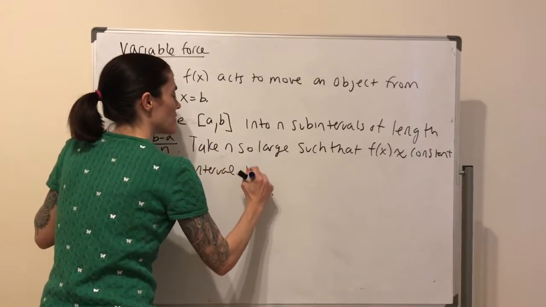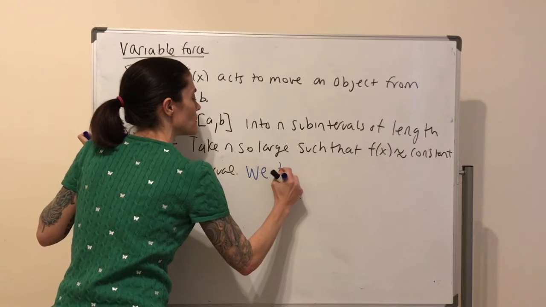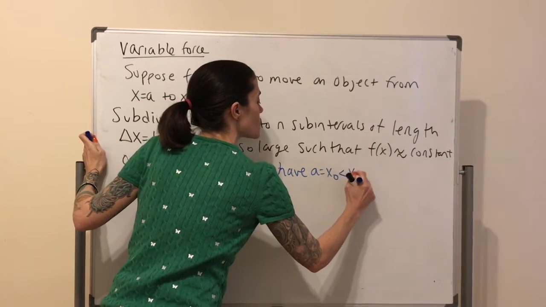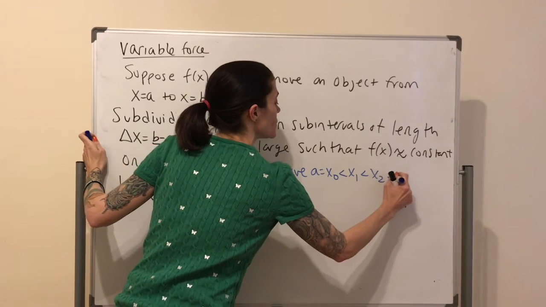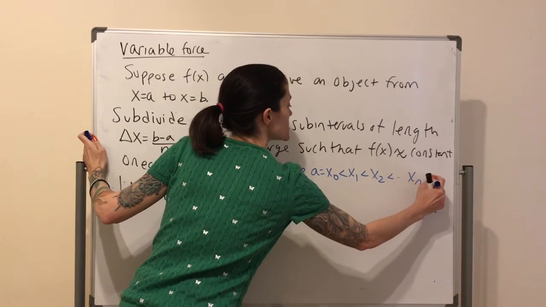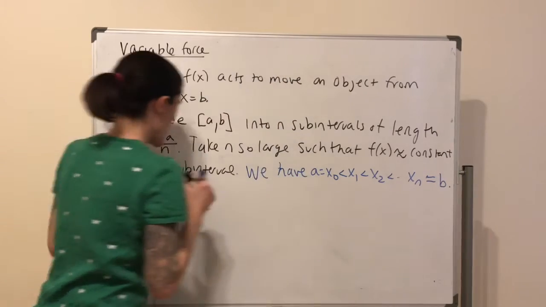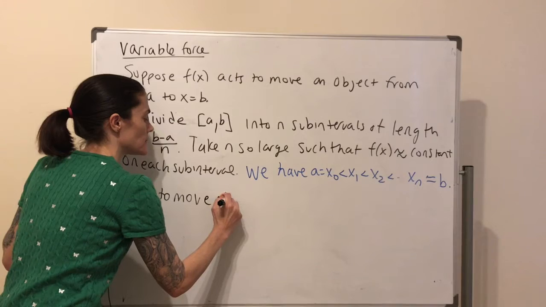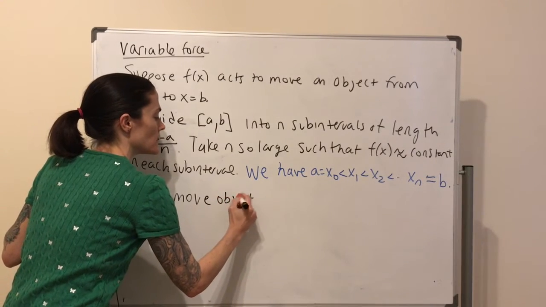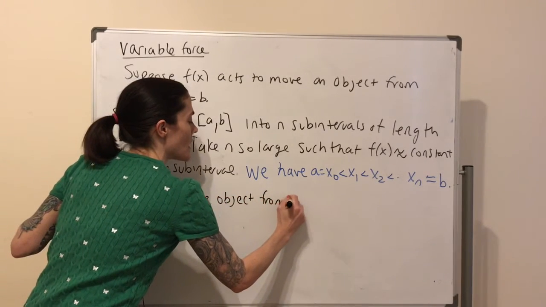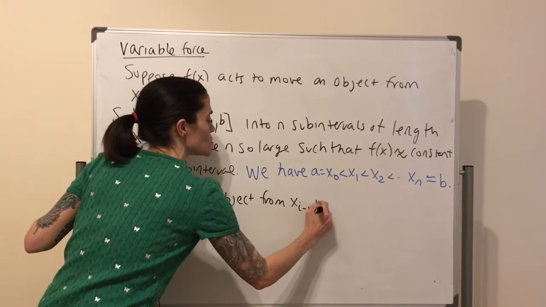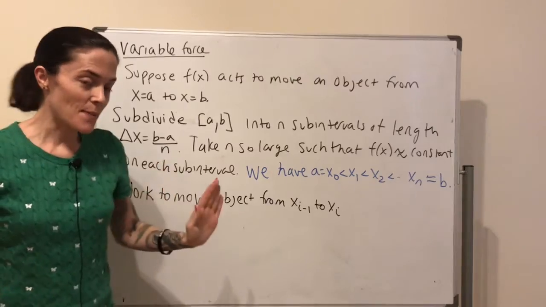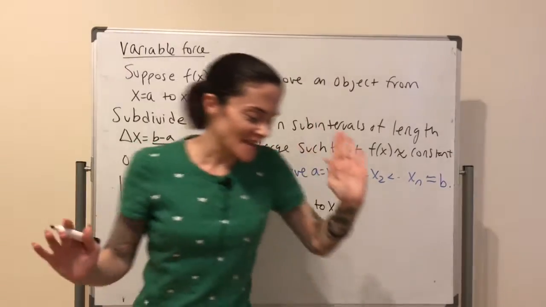Okay, we have this partition A, which is x0 less than x1 less than x2, all the way out to xn, which is b, okay? So the work to move this object from xi minus 1 to xi, okay? This is what I think about, you scoot it just a little bit, a delta x at a time.